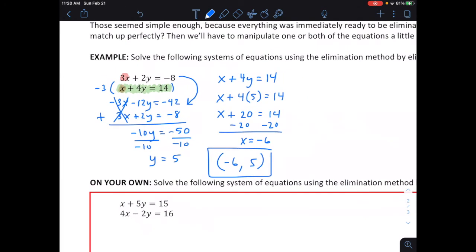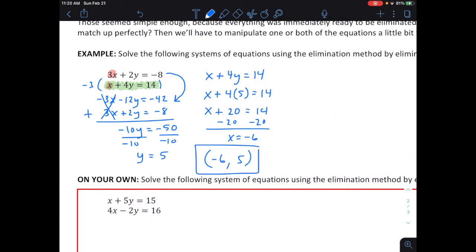Now, do I have space? Of course I do. So here we go. I'm just going to plug it in to 3x plus 2y equals -8. My writing gets sloppy when I zoom out like this. I wish it didn't. So I'm going to plug in the -6 and the 5. So I have 3 times -6 plus 2 times 5 equals -8.